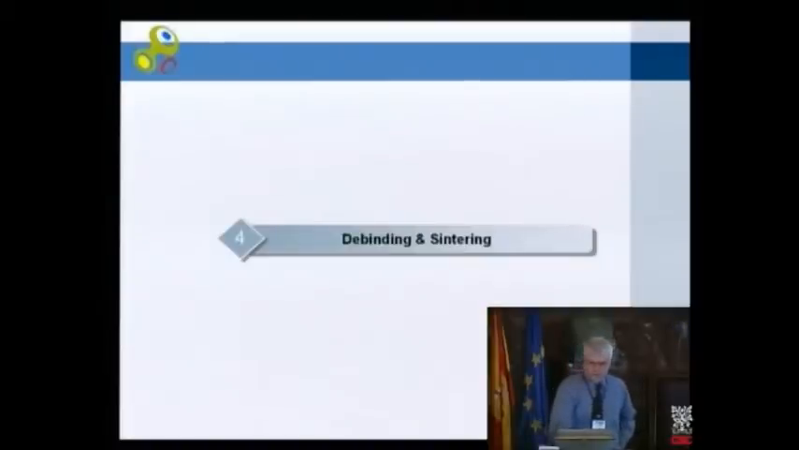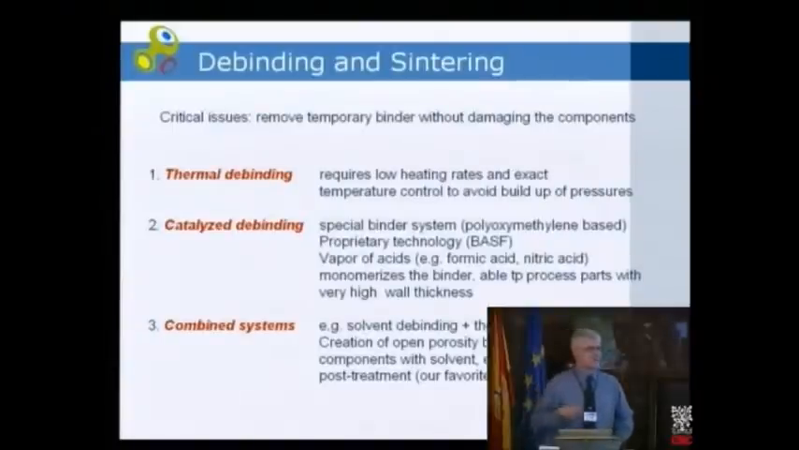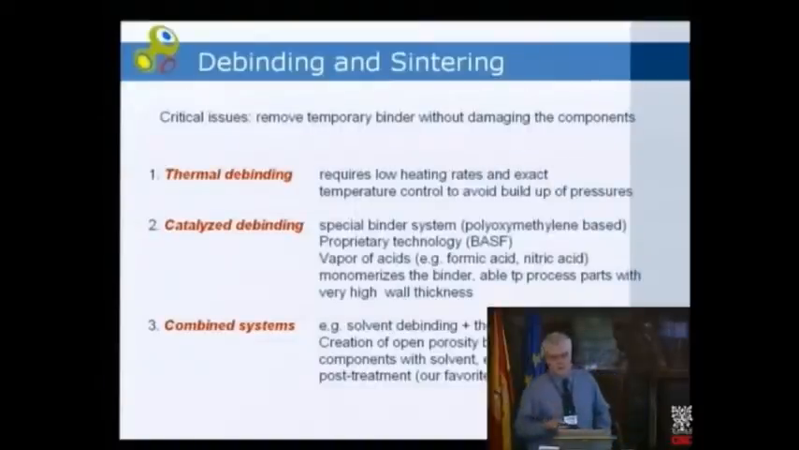So let's talk about debinding and sintering. So the critical issues, you have seen it in the talk of Paul. The binder we use should not stay in the component. It has to be removed. So it's a temporary binder, and we have to remove this binder without damaging the component. To achieve this, we can use different kinds of methods. The classical method is the thermal debinding. You just put your part into the furnace and slowly heat up and hope that it doesn't crack. So then you have a very slow propagation of the oxidation front into the part.